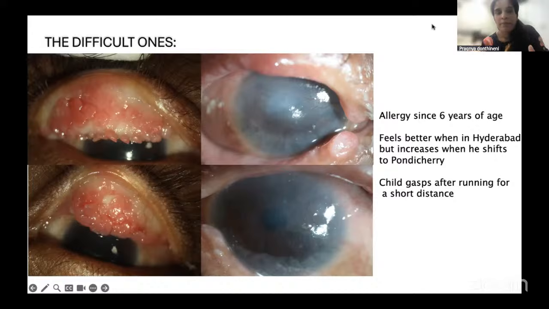His grandparents on the maternal side stay in Hyderabad, but they stay in Pondicherry. And it's a very classic history that the mom gives. Every time he's in Hyderabad for the vacation, he's fine. But the minute he goes to Pondicherry, again, he's bad. And another important history, when I had asked, she would say that the kid would start gasping if he had just run across the street.